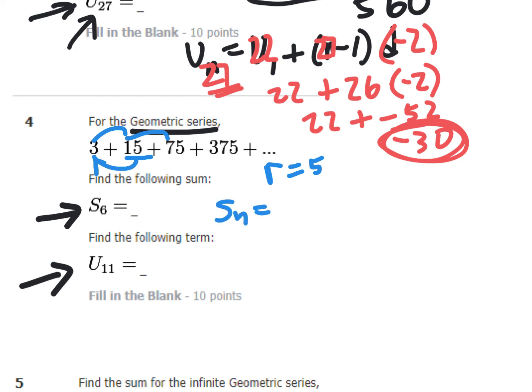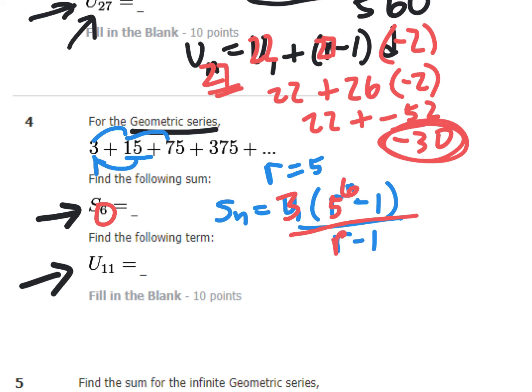S sub n, because it can't be the infinity formula since our numbers are going up. U sub 1, r to the n minus 1, all over r minus 1. Putting in my numbers, u sub 1 is 3, r is 5, n is given right there, 6, all over r minus 1, where r again was 5. Calculator pause. And that one came out to 9374.4.